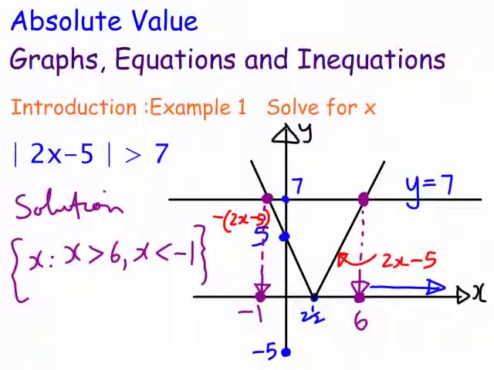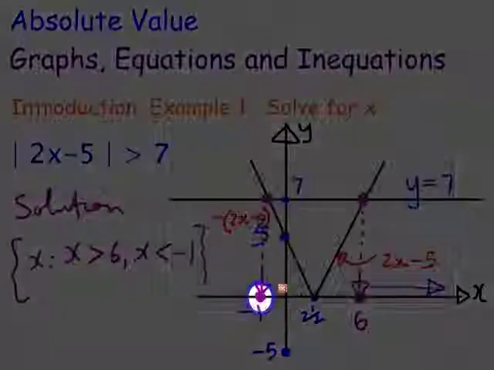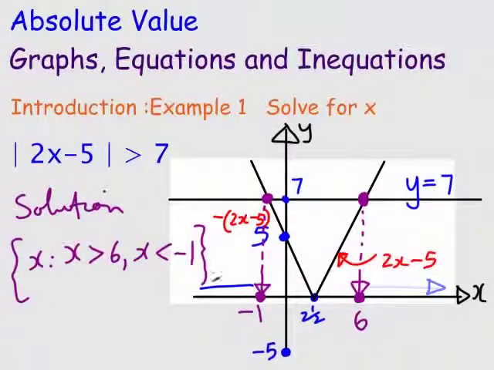If you have a look here at minus 1, and you go out this way, those x values below negative 1 will in fact give you a y value, or a height if you like, above 7 as well. Okay, all right.